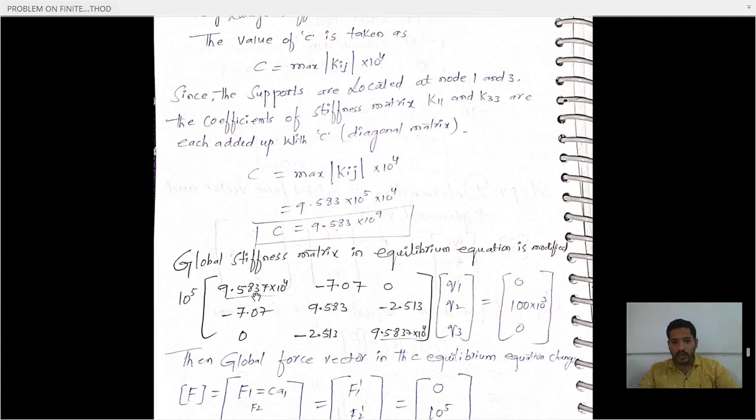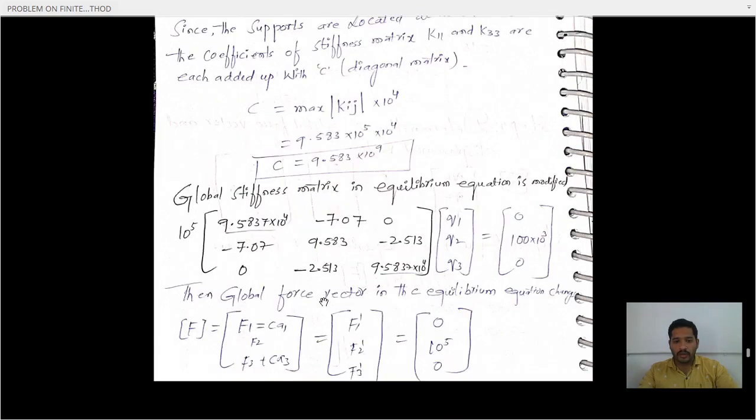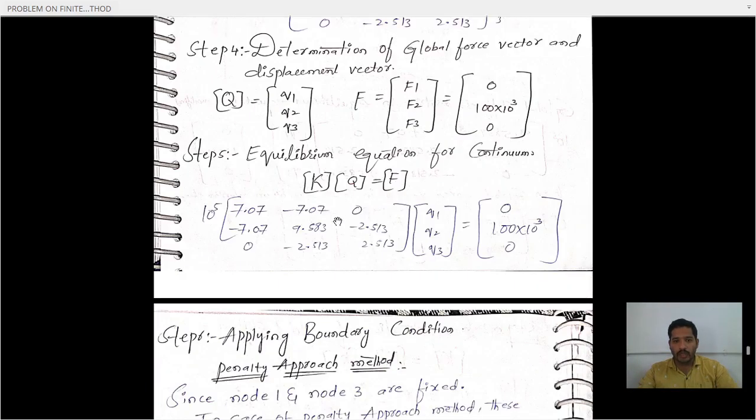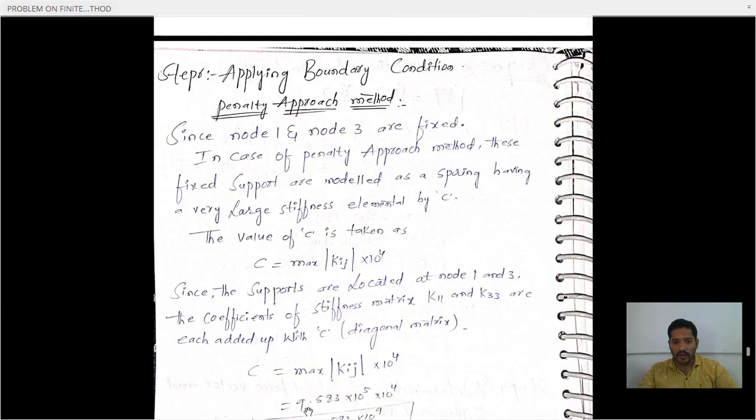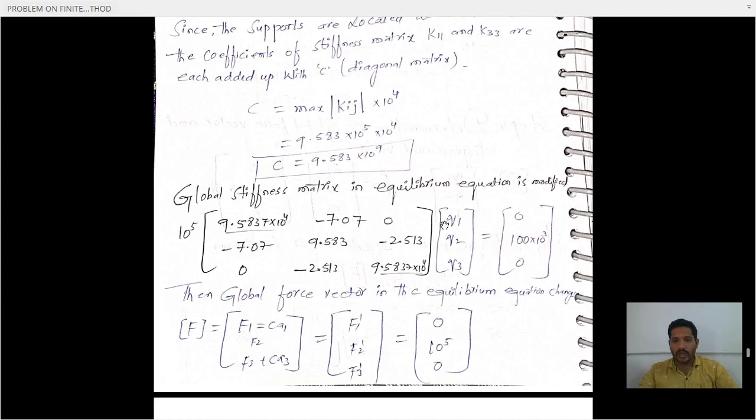9.583 into 10 power of 4. Then again this value, minus 7.07, minus 7.07, and 9.583 is kept as it is. Keep it as it is only. Here Q1, Q2, Q3 equal to, this is F1, F2, F3.